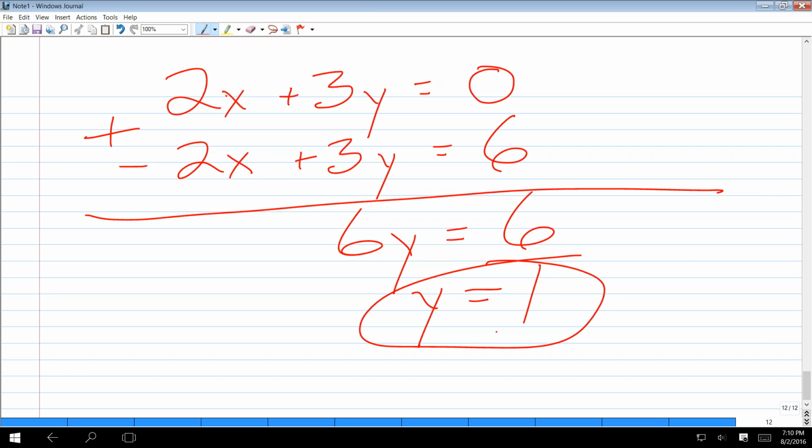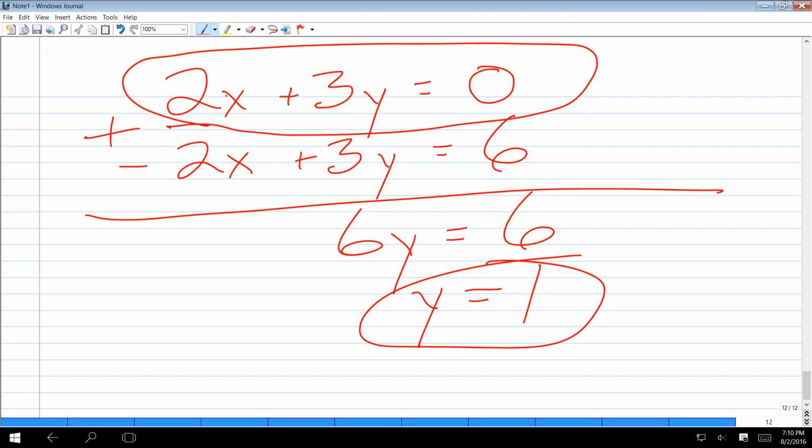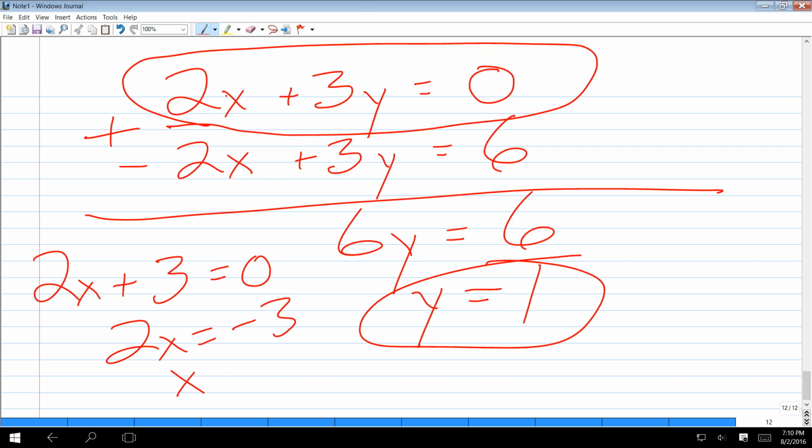I usually use the one that has positive coefficients, low numbers, and that's this one here. That's the one I would plug my y equal 1 into. So I would end up with 2x plus 3 equals 0. 2x equals minus 3. X equals minus 3 divided by 2.